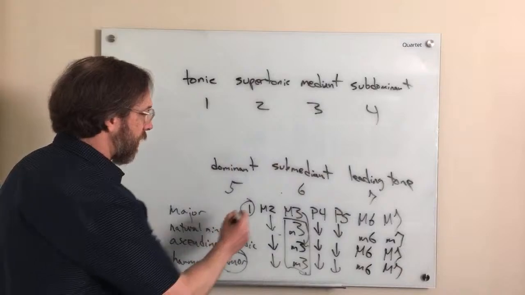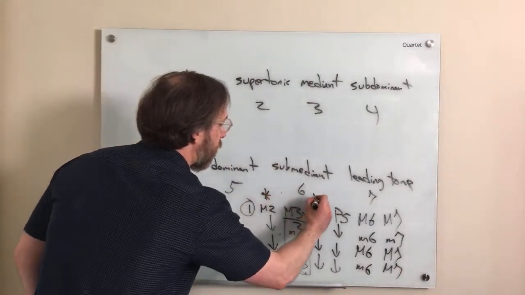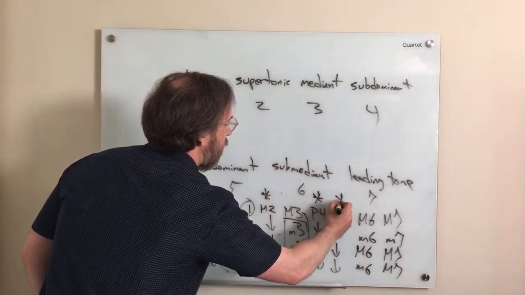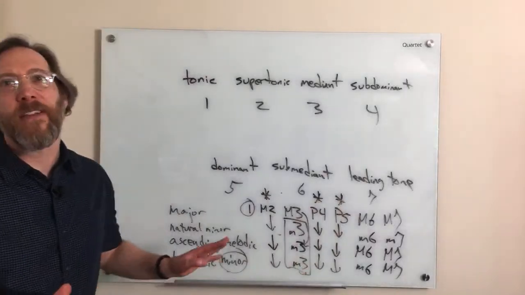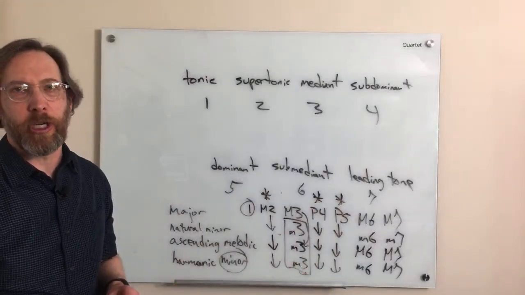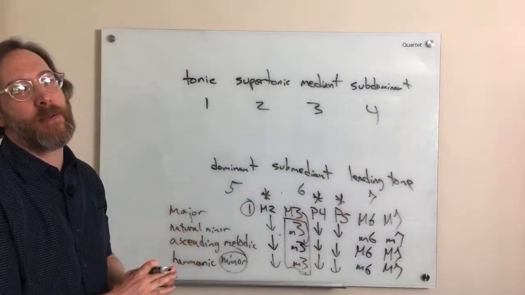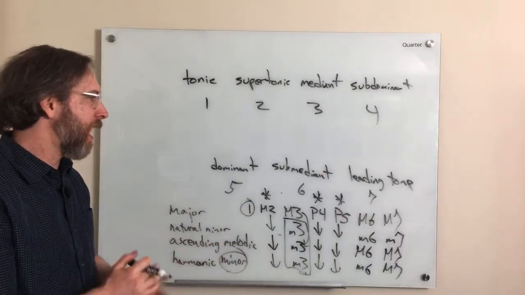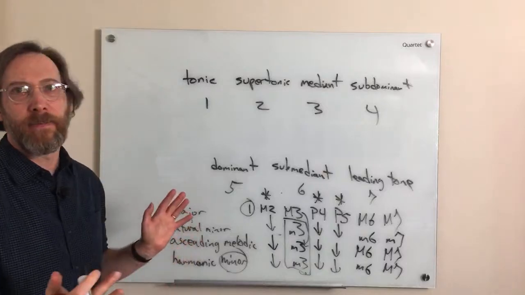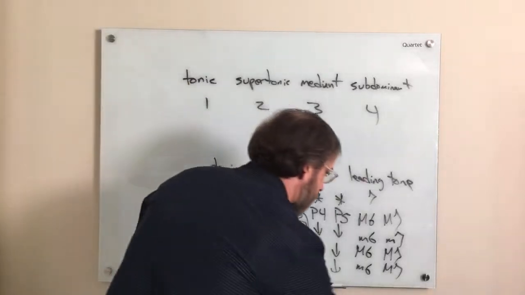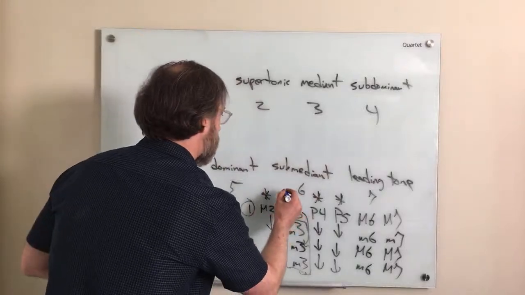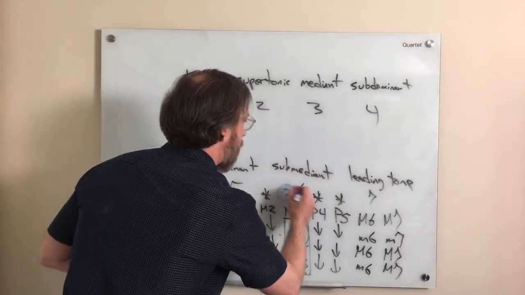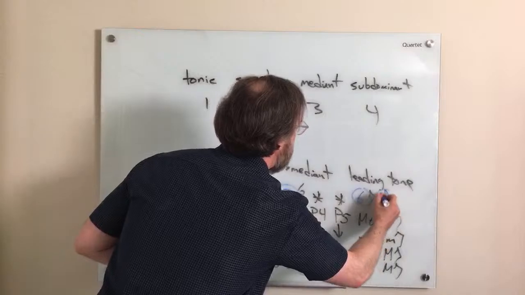So what's nice is when you're learning the different forms of scales, the second, the fourth, and the fifth are the same for all different forms of our traditional scales. We always have a major second, we always have a perfect fourth, we always have a perfect fifth. It's the 3, 6, and 7. That's what's going to change, right? That's what's different. So 3, 6, and 7.